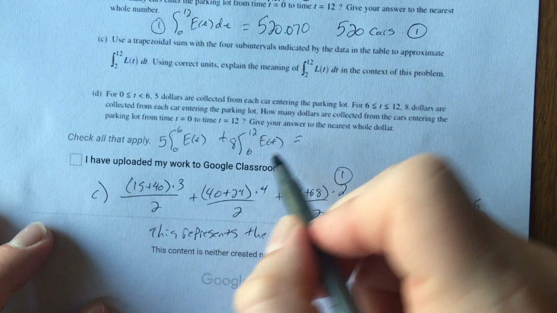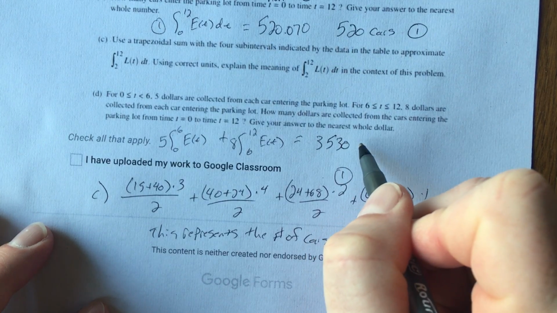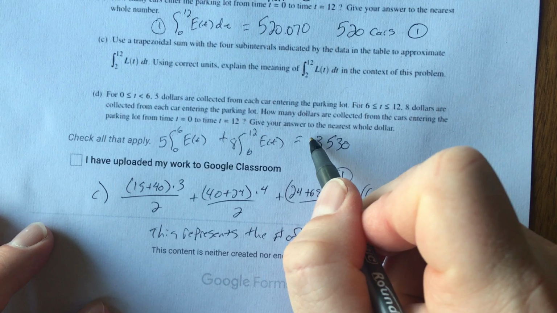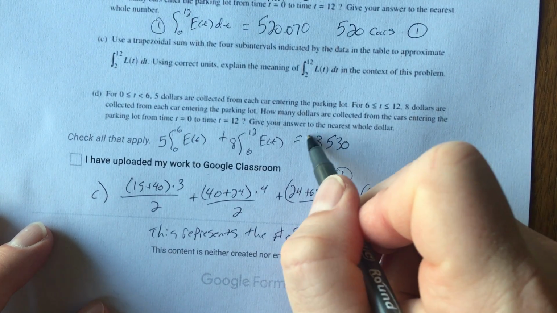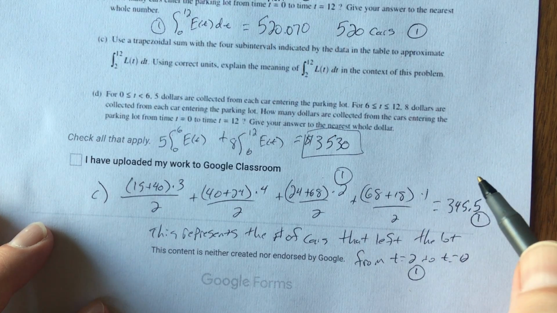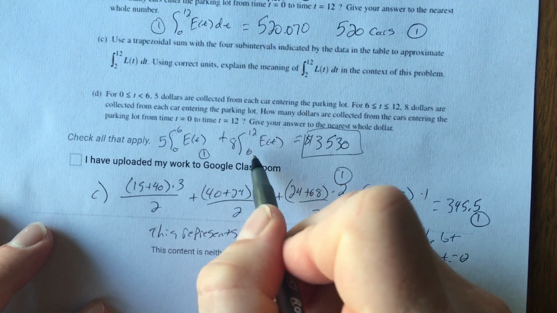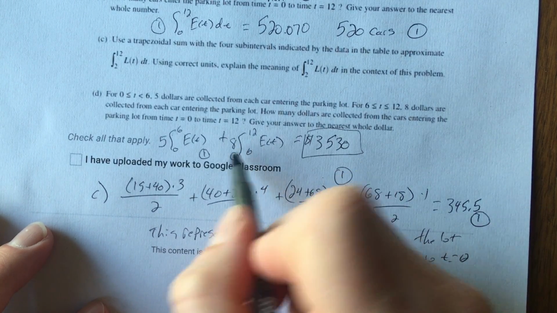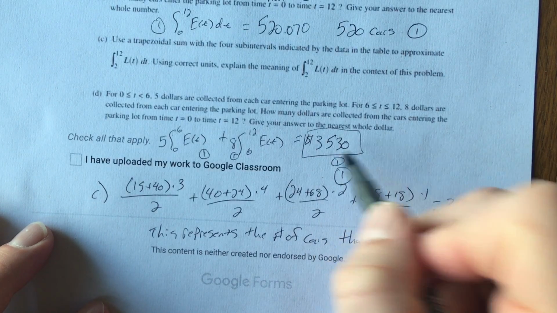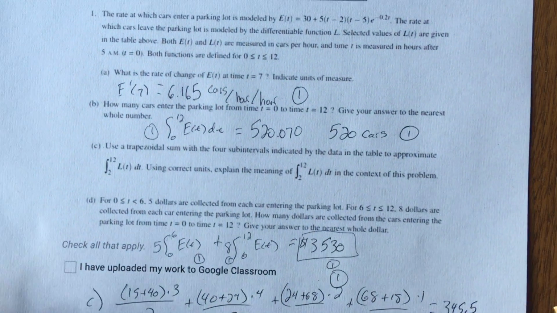And if you do that, you should have gotten 3,530.1396, but we're rounding it to the nearest dollar, so $3,530 roughly is our estimate. So they gave 1 point for integrating, 1 point for having the right units, the 5 and the 8 and the 6 to 12, and then 1 point for your final answer. So hopefully you did well on this one. This one's not too bad.